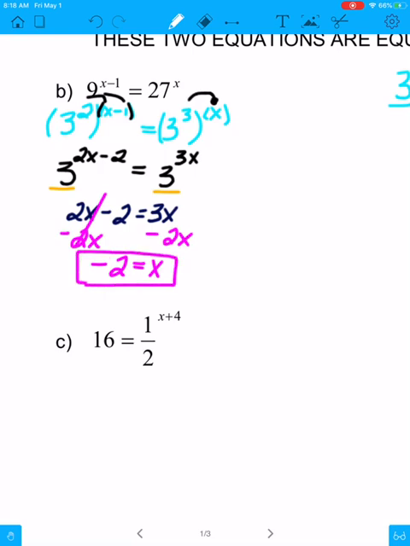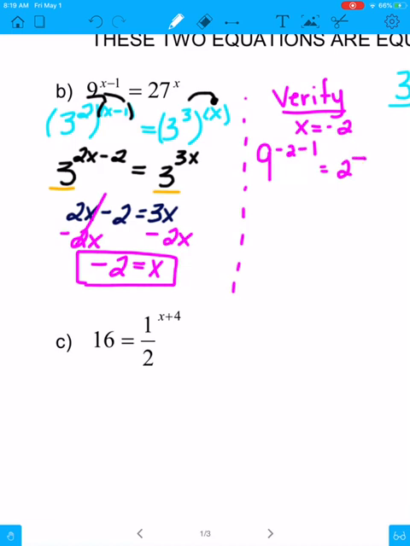But remember, I don't want to be lazy. I want to always check it. I want to always verify because I want to walk away from this question knowing I got it right. Now I'm going to verify x equals negative 2 by plugging it back into the typed equation. So 9 to the x minus 1 is going to be negative 2 minus 1, equals 27 to the negative 2. So I'm going to get 9 to the negative 3 equals 27 to the negative 2. And some people will say, well, they're the same.